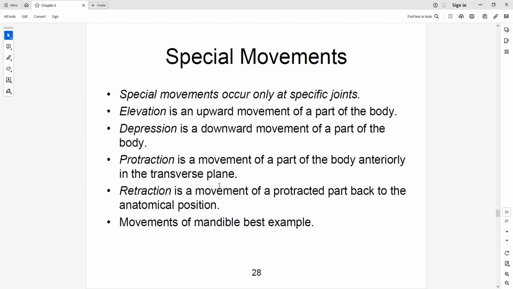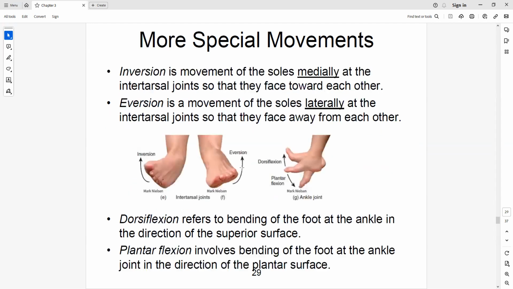Again, we'll be looking at the structure of the temporomandibular joint in a little bit, and we'll come back to these special movements of the mandible.